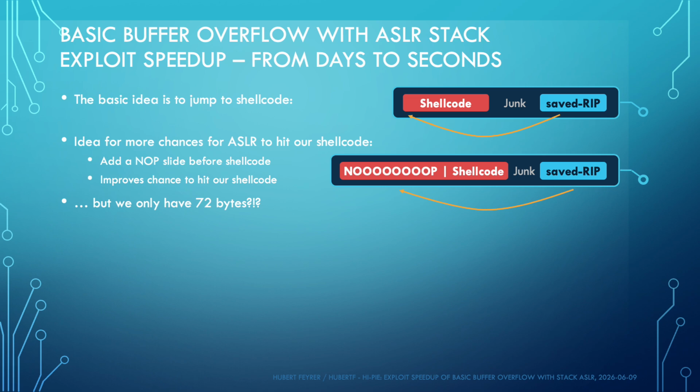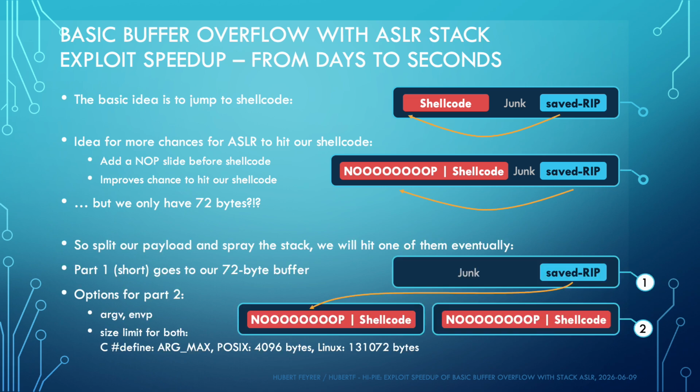The obvious problem is that the buffer only holds 72 bytes, far too small for a useful sled. The solution is to split the payload into two parts. Part 1 is small and goes into the 72-byte buffer. It is really just the guessed return address. Part 2 contains the NOP sled plus the shellcode, and we place multiple copies of it somewhere else entirely.